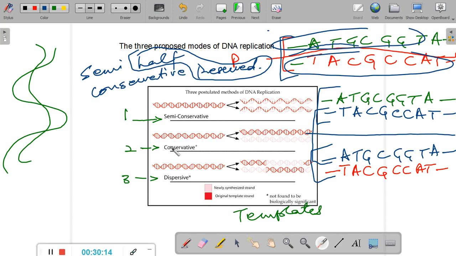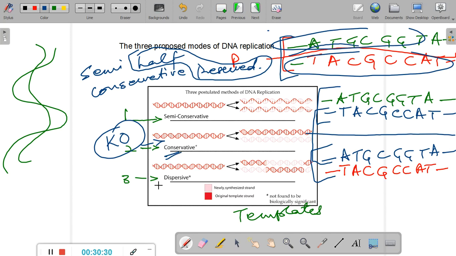Anyways, today we know that there is no such way. There is nothing like a conservative mode of replication. It is just a theory which has now been knocked out. So we know that this mode of replication just does not exist.